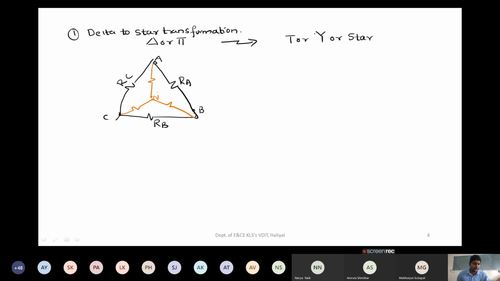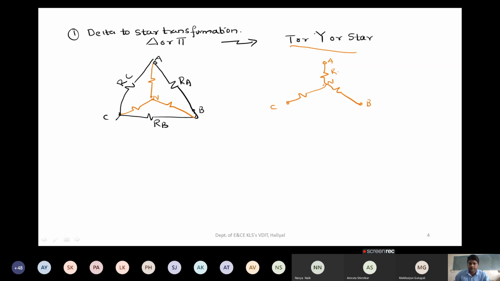Okay, so this I will take it outside. If you superimpose on the delta network, you will get this star. If I take it outside, considering the same points A, B and C, here I can assume the resistances as R1, this one as R2 and this one as R3.